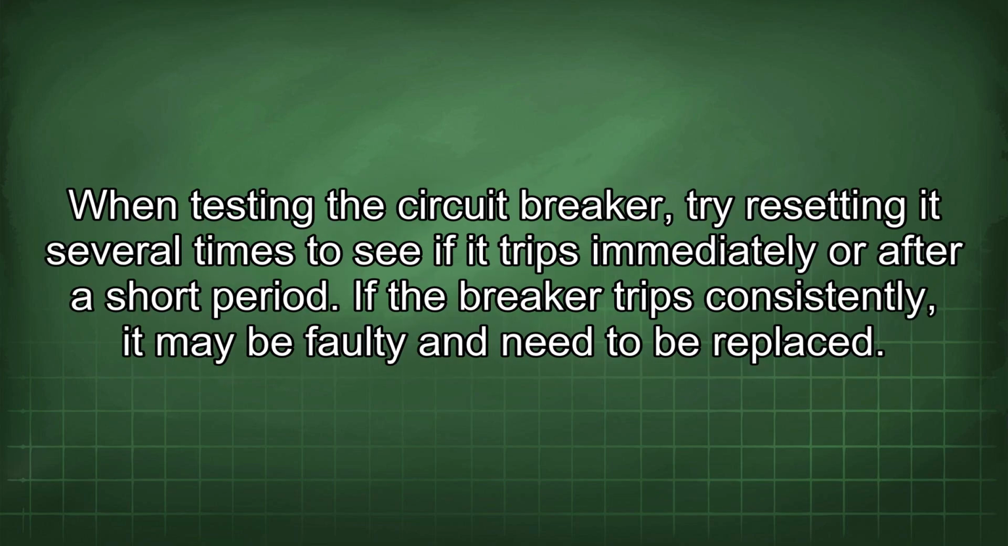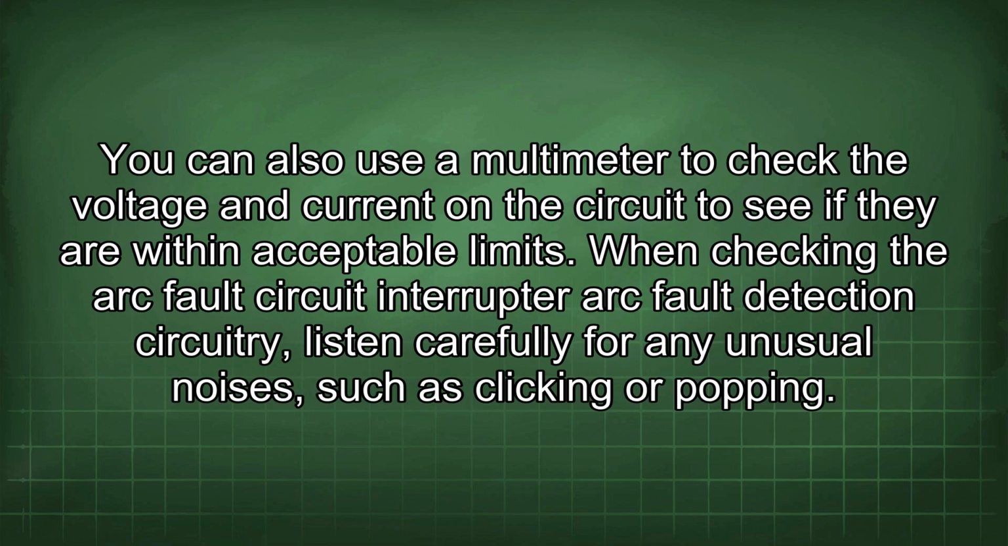When testing the circuit breaker, try resetting it several times to see if it trips immediately or after a short period. If the breaker trips consistently, it may be faulty and need to be replaced. You can also use a multimeter to check the voltage and current in the circuit to see if they are within acceptable limits.